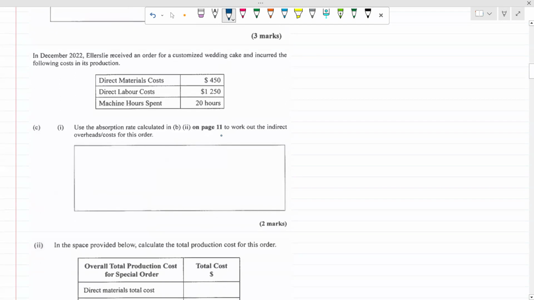In December 2022, Ellerslie received an order for a customized wedding cake and incurred the following costs in its production. Now look at these costs. They are the direct costs that can be traced to the making of the wedding cake. Here we have the direct material costs. We have the direct labor costs. But here we have the total amount of machine hours spent making this cake. Use the absorption rate calculated in B2 to work out the indirect overhead costs for this order. So now we're going to take the total machine hours spent and multiply it by that rate that we calculated earlier on.